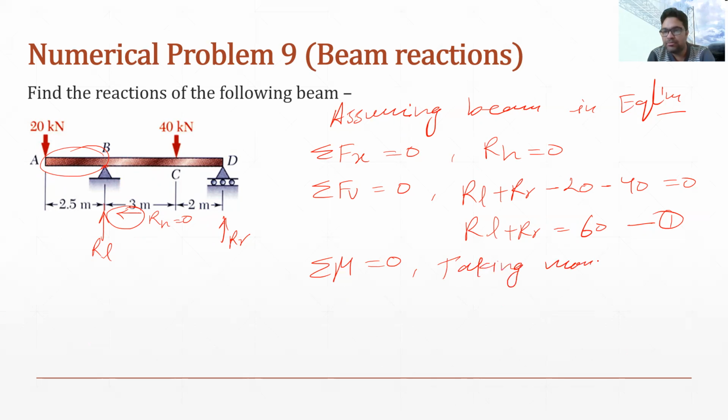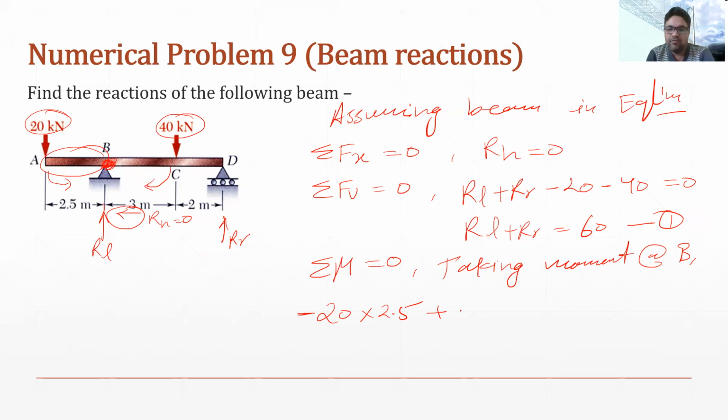taking moment about B. In this case, we can write the equation, which is 20 into 2.5. You can see this force will try to rotate about this point like this, which is anti-clockwise, so I'm putting the sign here. Similarly, the reaction RL is at point B, so the moment due to RL will be 0. Then the second force is 40 kilonewton. You can see this is downward, and about this point, it will be rotating like this, which is positive.